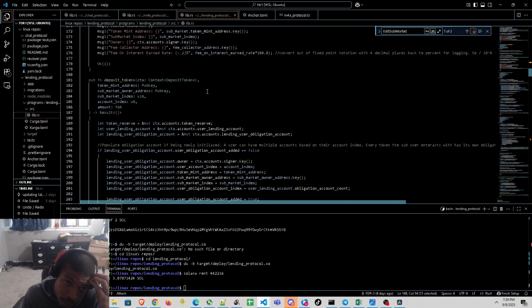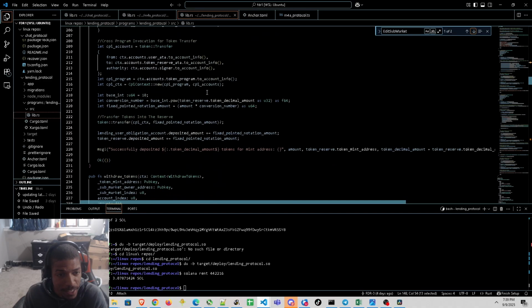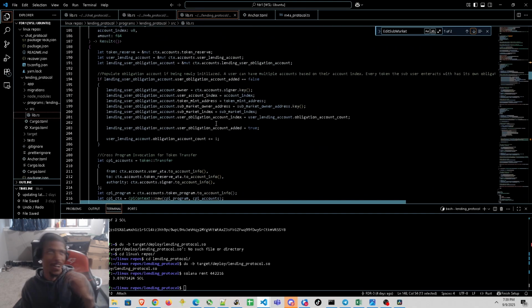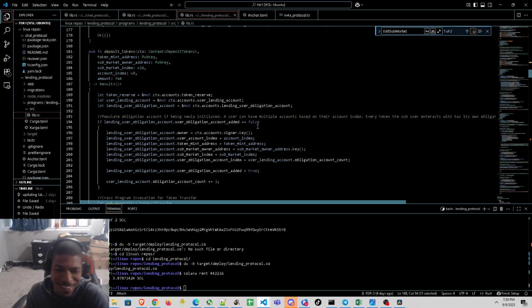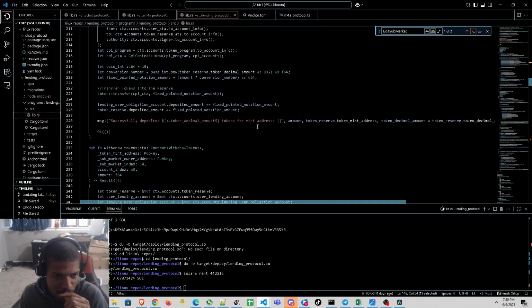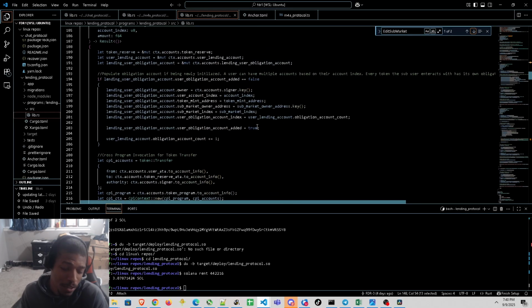Deposit tokens. I don't have anything for depositing yet or withdrawing in the UI, rather. But I guess we can talk about that. So we can talk about what's missing. So the way that it traditionally works, right? The deposits and withdrawals. I guess the deposit's pretty simple.